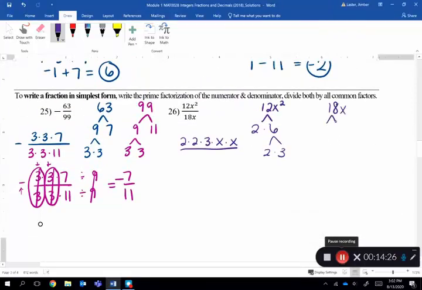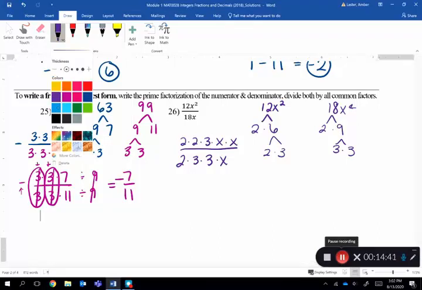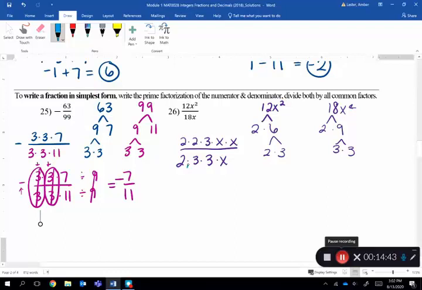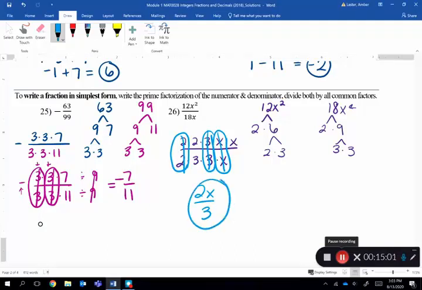And then I have 18x. So I'm going to break down 18, which is 2 times 9. And 9 is 3 times 3. So my bottom is 2 times 3 times 3 times x, because there's 1x here. Again, with prime factorization, once you do all the factorization, you could really just say that anything over itself will cancel out. So 2 divided by 2 would be 1. 3 divided by 3 would be 1. And x divided by x would be 1. And I could write down what is left. 2x over 3 would be my simplified form.